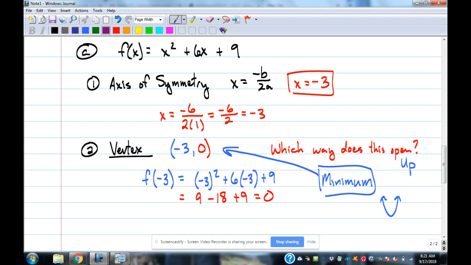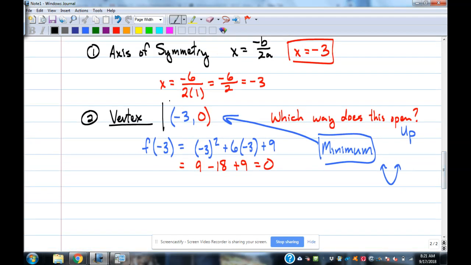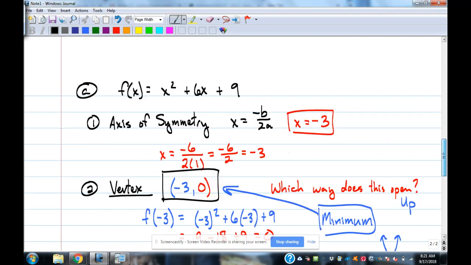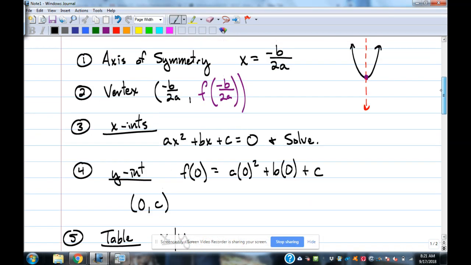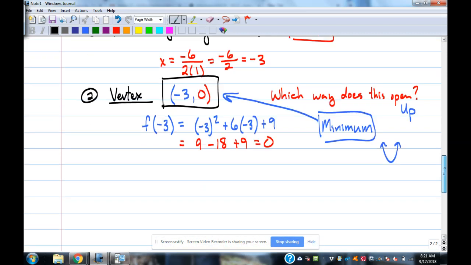Well, you know if it opens up, if A is positive, it opens up. If A is negative, it's going to open down. Okay, that's the way you're going to know that. All right. So now we have the axis of symmetry. We have the vertex. The next thing we're going to find would be our X and Y intercepts.